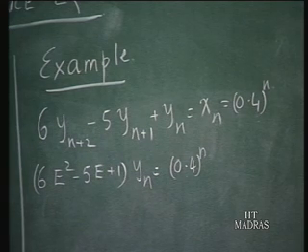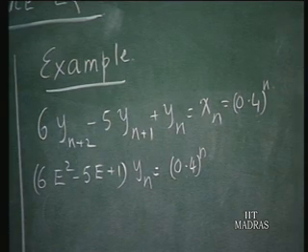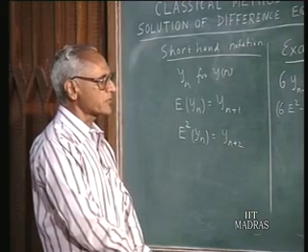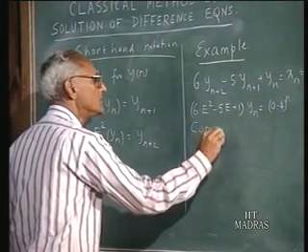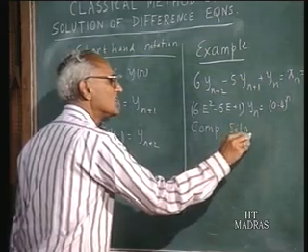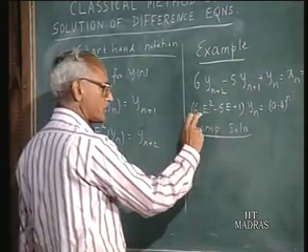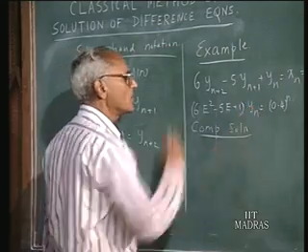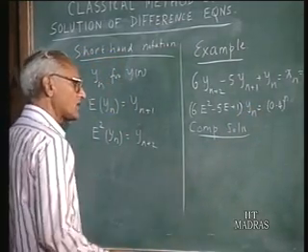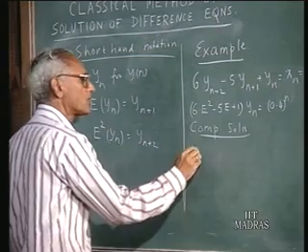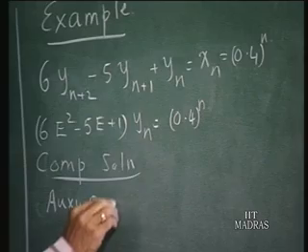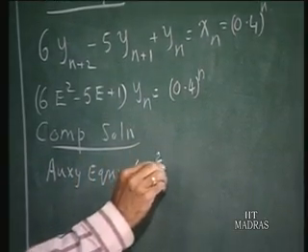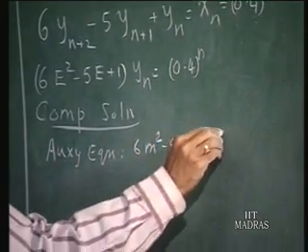Now, for the solution of this, we follow two different steps, just as we do in the case of differential equations. We find the complementary solution and the particular solution. So, to find the complementary solution, that means the solution of the homogeneous equation 6E squared minus 5E plus 1 times yn equals 0, we form the auxiliary equation by substituting m for E. So, we form the auxiliary equation, which is 6m squared minus 5m plus 1 equals 0.